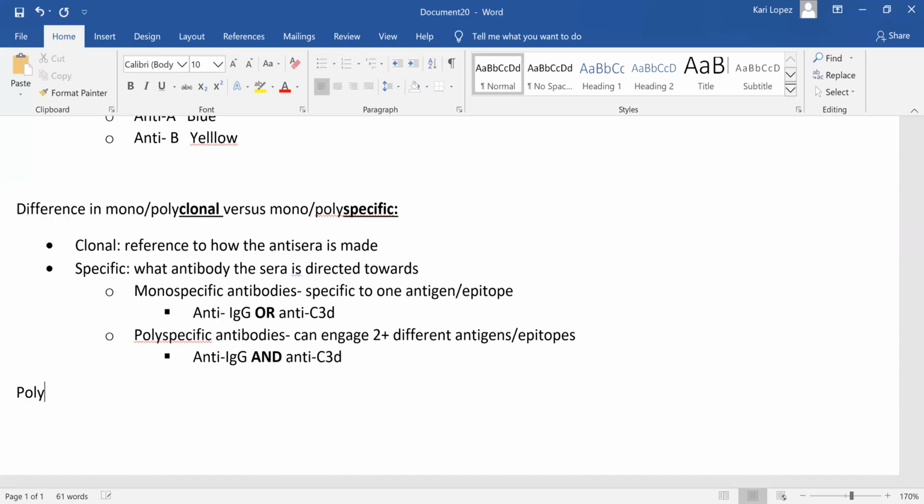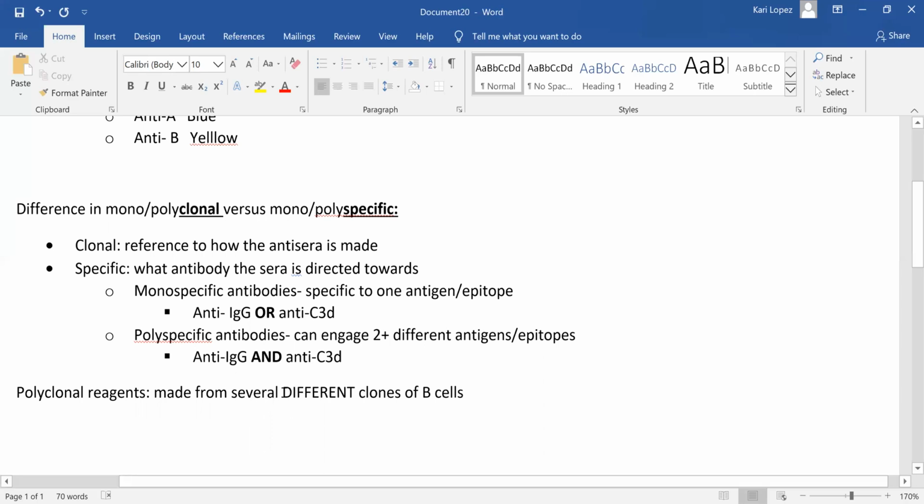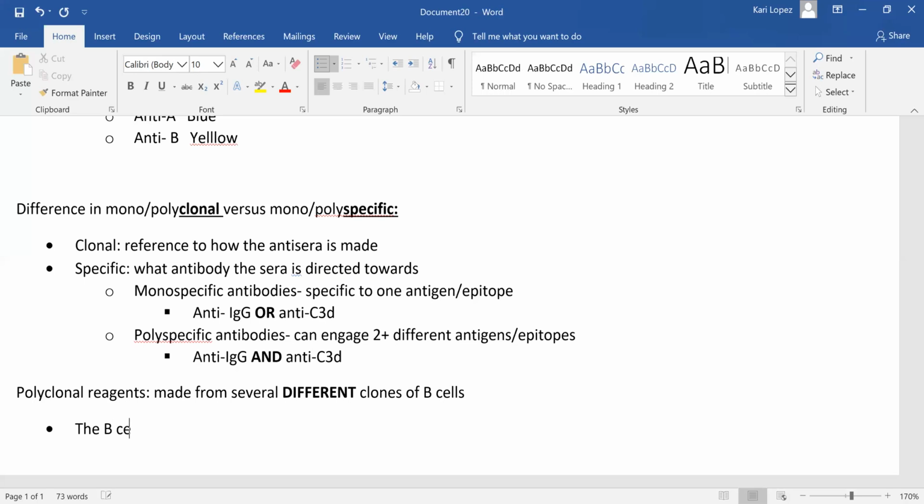So now we're going to talk about polyclonal. They are several different clones of B cells. And do y'all remember what type of cell a B cell is? That's going to be your B lymphocytes. Now the B cells secrete antibodies of different specificities.